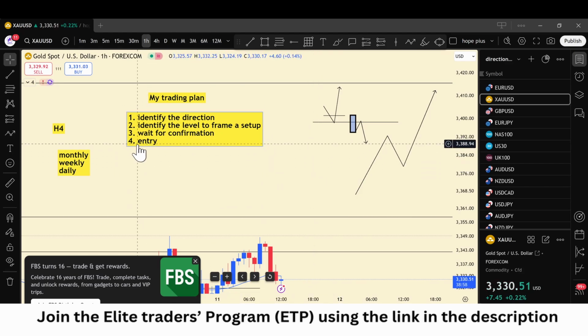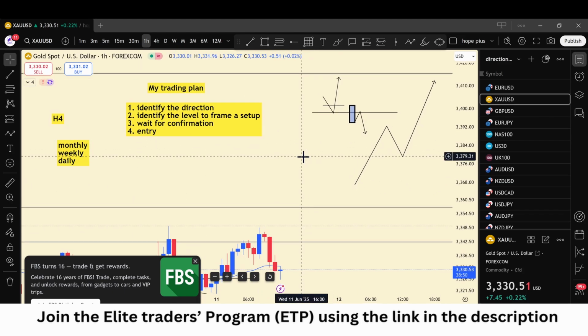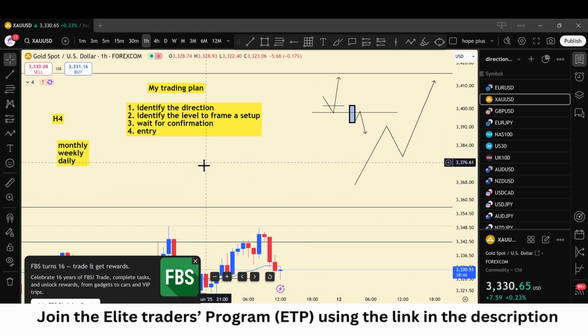Then the last is simply entry. The remaining one is the trade management and the rest, which if you join my group, I'm going to show you more on that. All right, without wasting time, let's look at how the trade was formed.